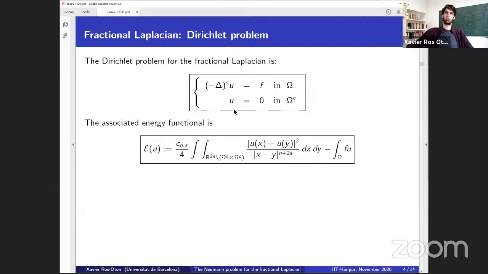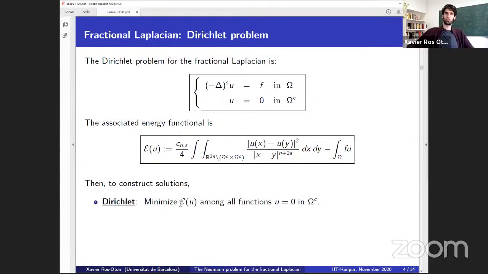Okay, so the Dirichlet problem for the fractional Laplacian is this. This is our energy functional, the H^s norm with the right constant. I mean, the constant is really not important. It's just that you get exactly this operator, and then the right-hand side f is treated with this term. Okay, and then what happens? Well, to construct solutions to the Dirichlet problem, you simply minimize the energy functional among all functions that are zero everywhere outside omega. You impose the boundary conditions that you know must hold, and then you minimize the functional, and it turns out you get the equation inside omega. So you get existence and uniqueness for the Dirichlet problem for the fractional Laplacian.